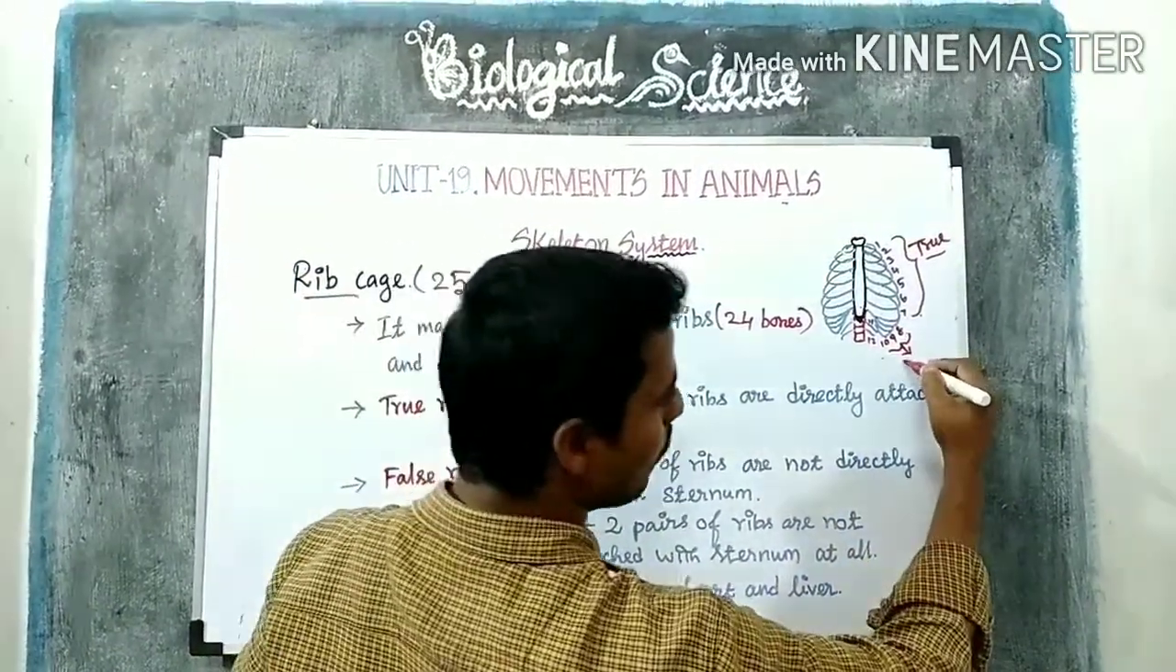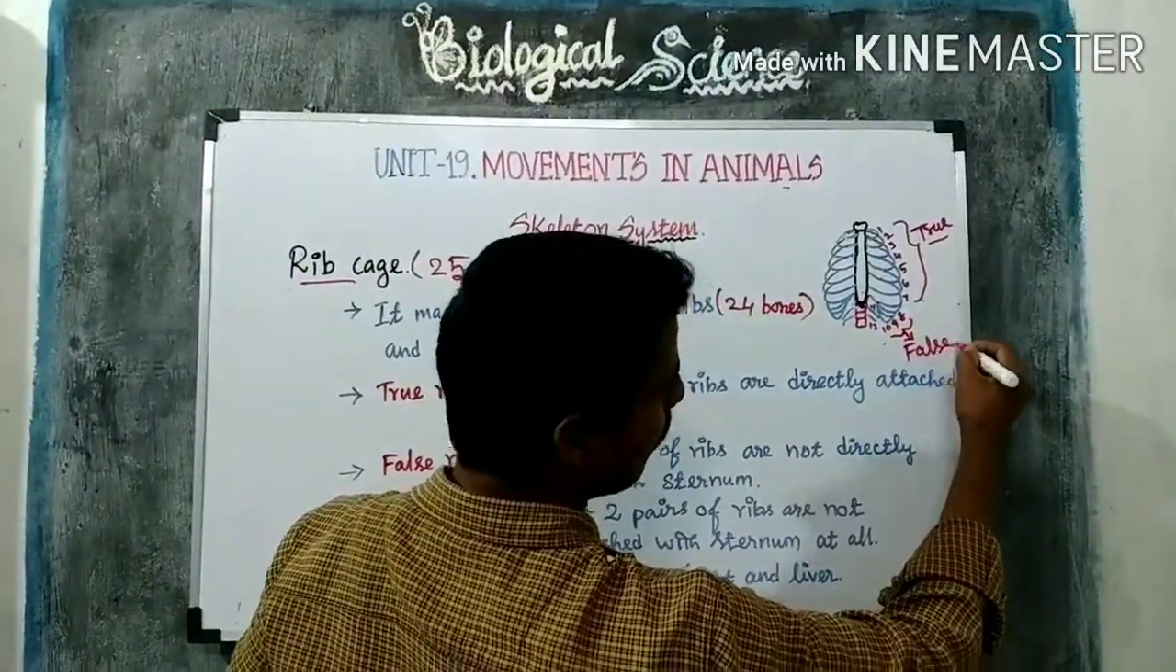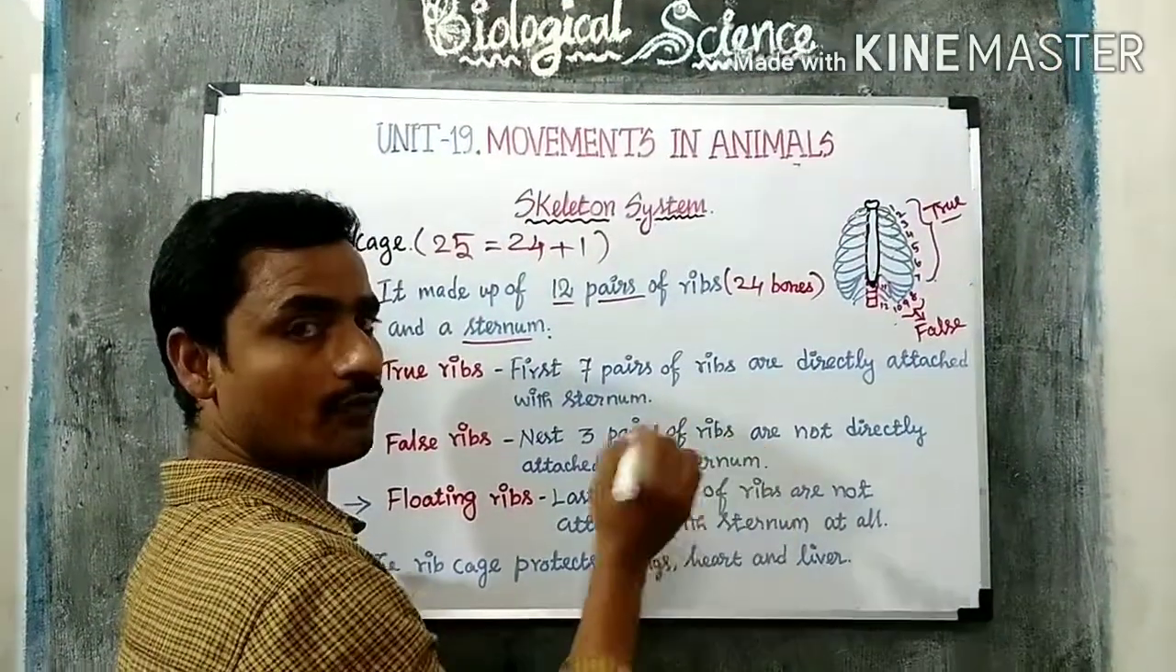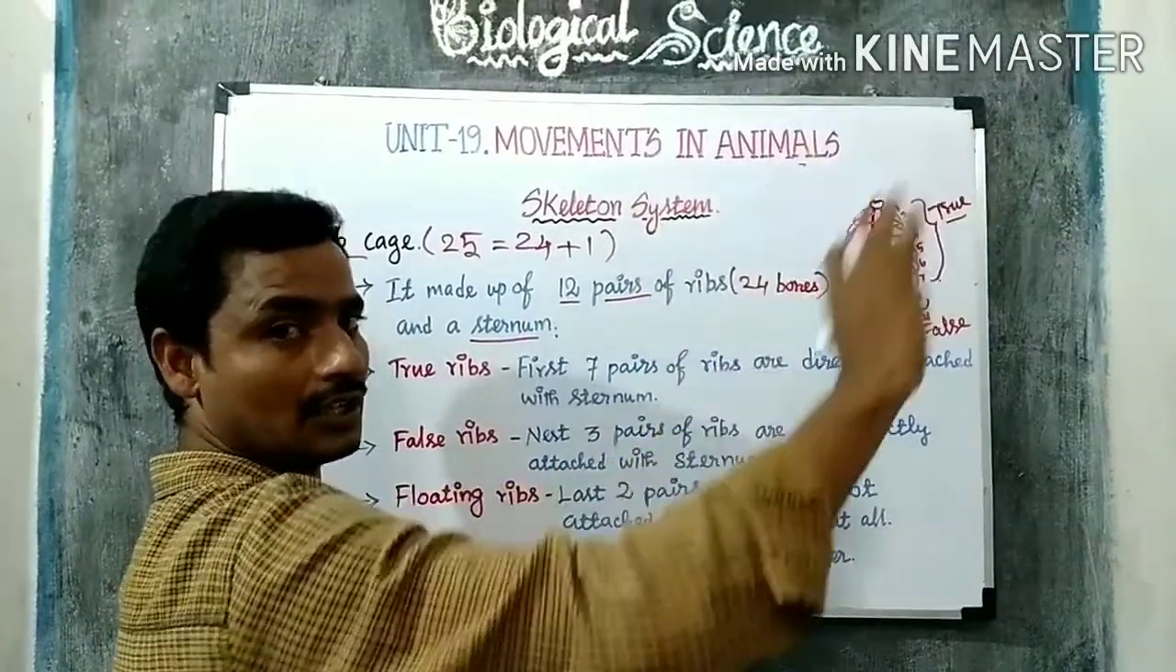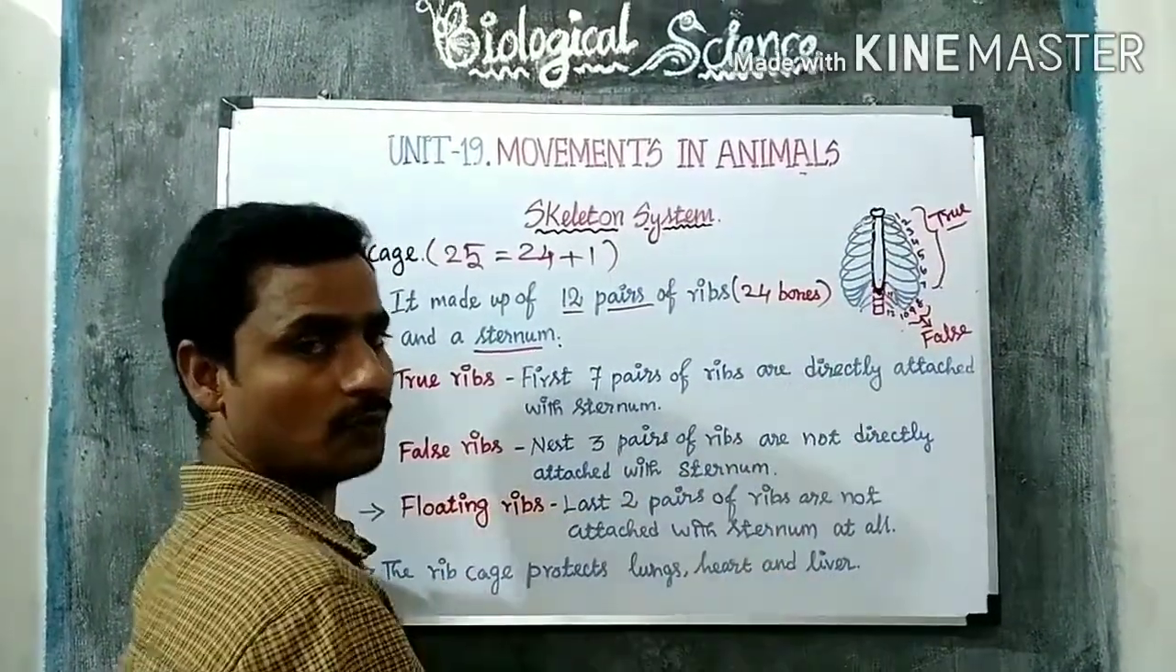Hence they are called false ribs. Why are they called false ribs? They are not directly attached to the sternum. Hence they are called false ribs.